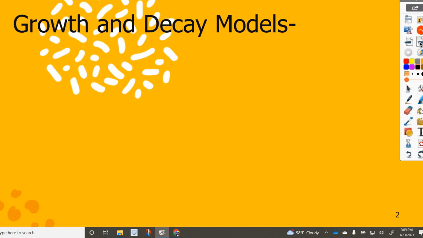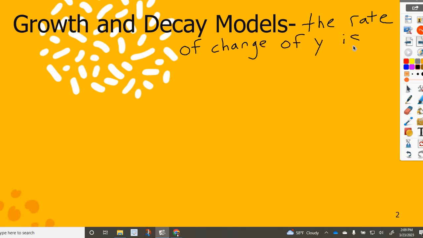Now, specifically for a growth and decay model, the way that we describe this is we say the rate of change of y is proportional to y. What does that mean?